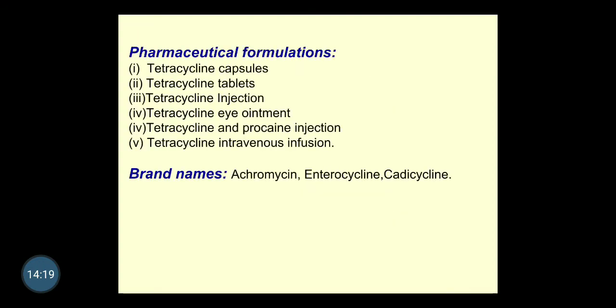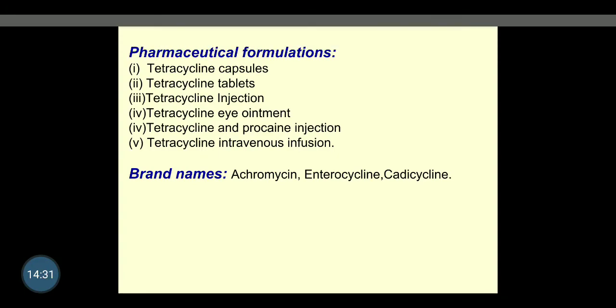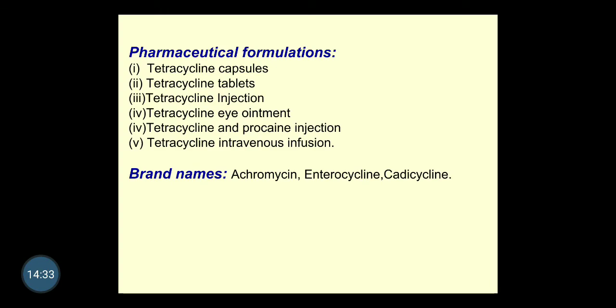Okay. Next, the formulations of tetracycline: capsule, tablet, injection, eye ointment, then procaine injection, tetracycline in combination with procaine, and intravenous infusion. Infusion means it is available as a large volume parenteral, LVP, for infusion. So tetracycline is available in that formulation also. Next, acromycin, enterocycline, and cardiocycline. These are actually the brands for the tetracycline types of antibiotics.